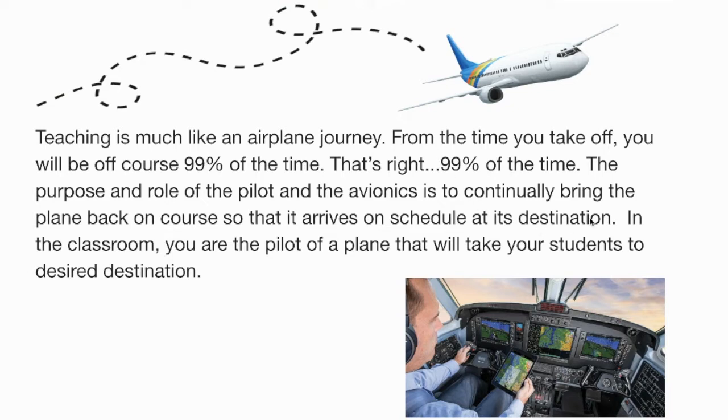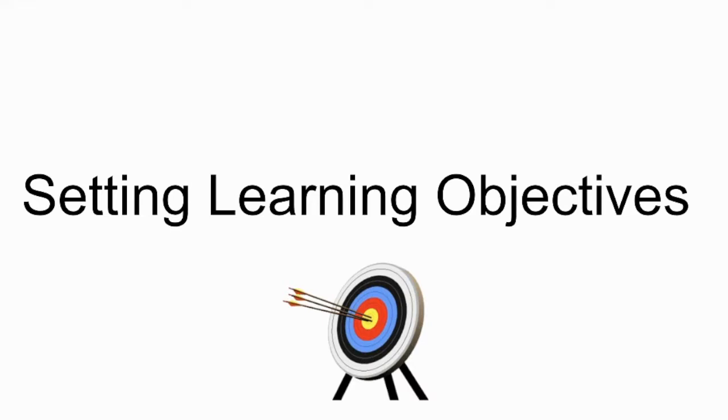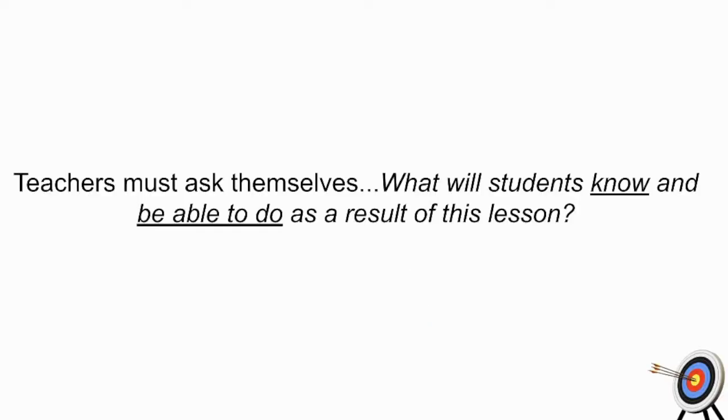However, knowing our destination, where we want our students to be able to end up, what we want them to know and be able to do, is crucial to making adjustments during our class time. That's why we work at setting learning objectives. As we work to design learning experiences for our students, we must ask ourselves, what will my students know and be able to do as a result of this lesson?